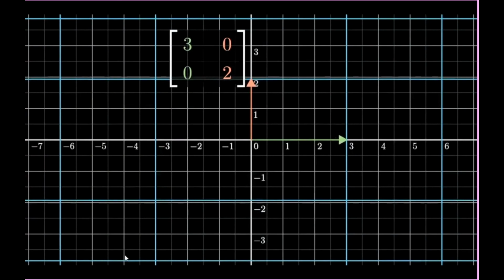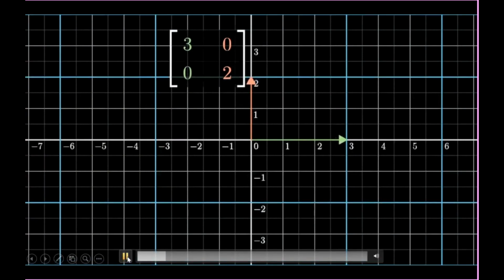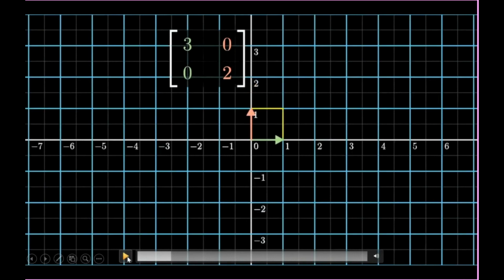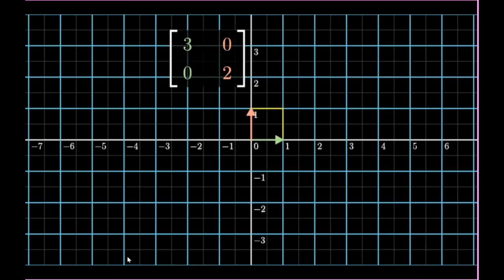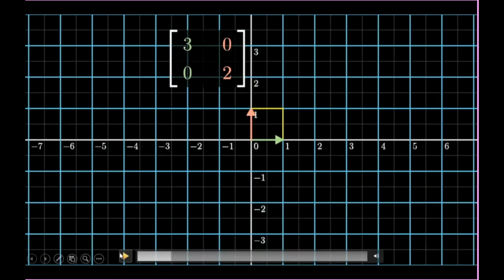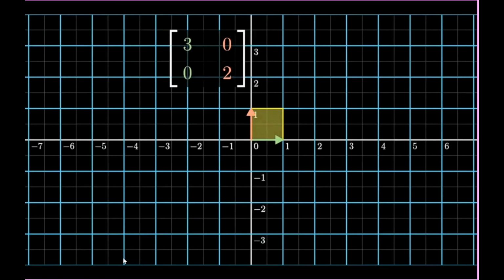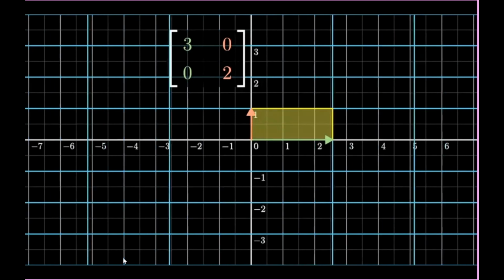Now we see here the original vectors, 1,0 and 0,1. What is the area covered? It covers one unit, because this is a square, and the area is side times side. So this area is one unit. Now see, after the transformation, what is my new area?